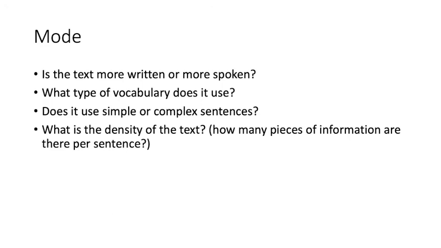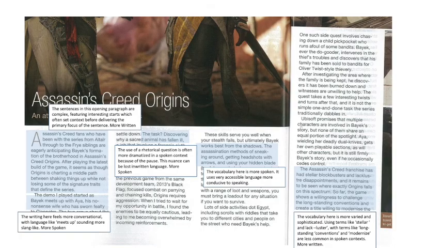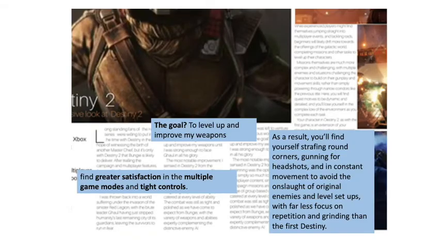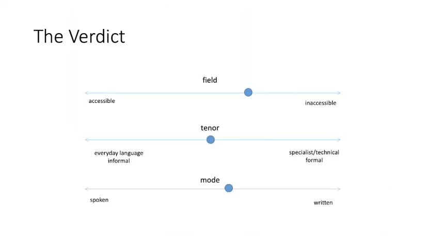In regards to the mode, I also considered how written or spoken the piece was. I was looking at the type of vocabulary and the complexity of sentences. Once again, I found a mix between quite simple, short, dramatic sentences, but some more complex ones that drew out more complexity within the game itself. You can see that I also included a range of different sentence types and constructions, with simple rhetorical sentences used for dramatic effect, mixed with a broader vocabulary, saying things like "greater satisfaction in multiple game modes" and "tight controls." I was really conscious of trying to mix up my adjectives to show greater range in my discussion. This was my final determination of the context of the piece.